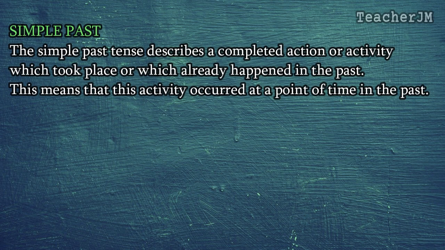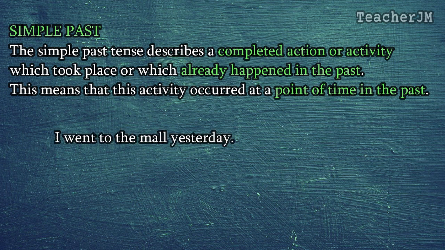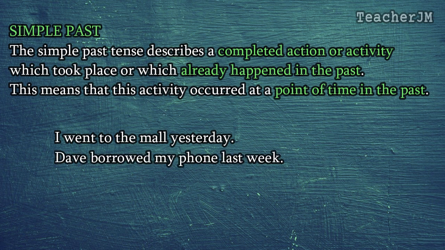Simple past. The simple past tense describes a completed action or activity which took place or which already happened in the past. This means that this activity occurred at a point of time in the past. Look at the following examples. I went to the mall yesterday. Dave borrowed my phone last week.